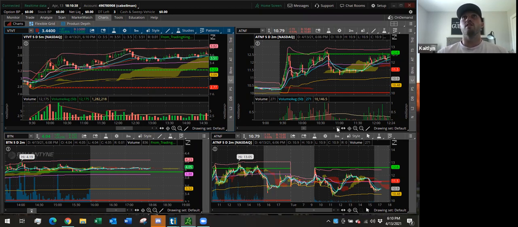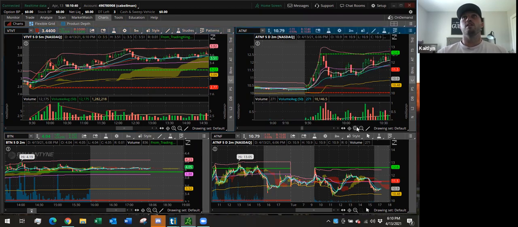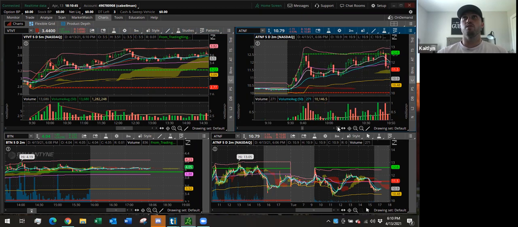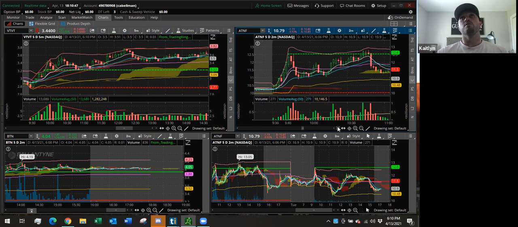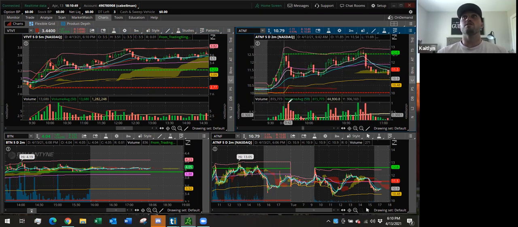But we can look over here at ATNF. So if we zoom in on this a little bit, we check the volume on it as well. Again, volume precedes price. So this is a $10 stock, so you're probably not going to see the 2.5 to 8 million in volume that you're going to see on a $2 or $3 stock that we saw with VTVT. But again, in the morning, you've got some decent early buys. Nothing special that caught my attention at this point.